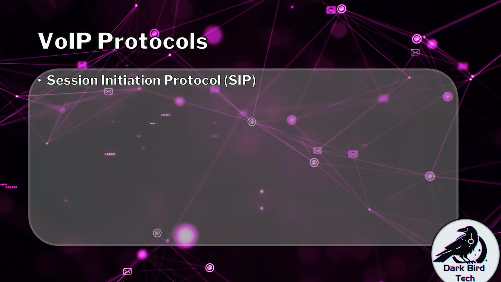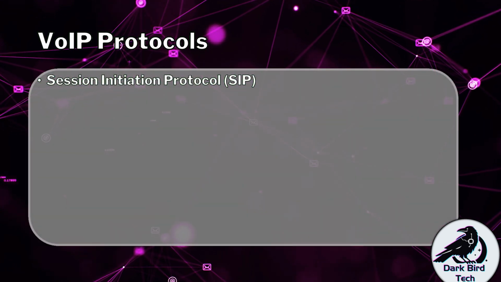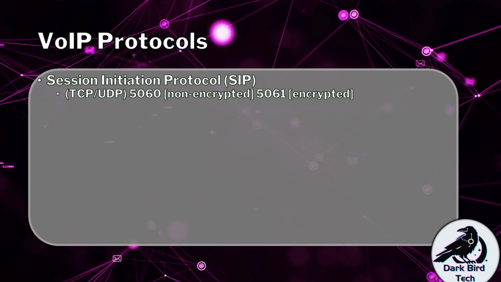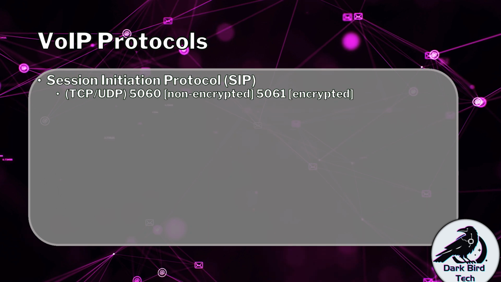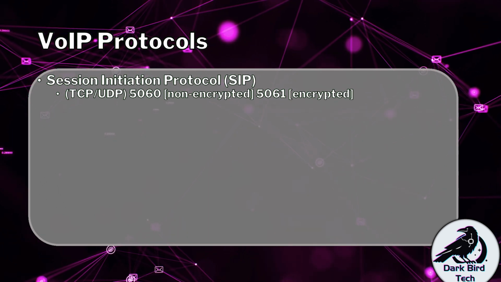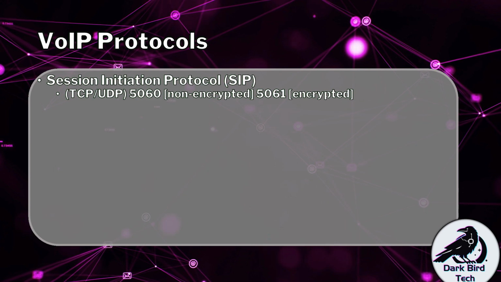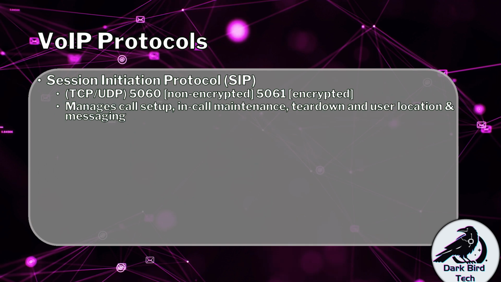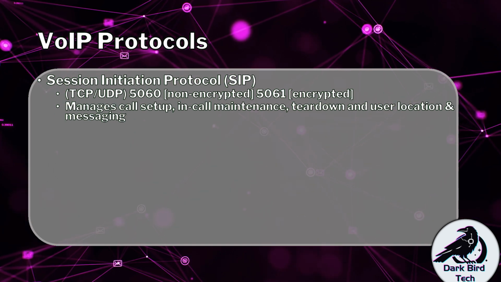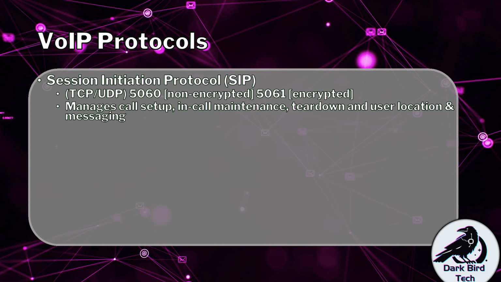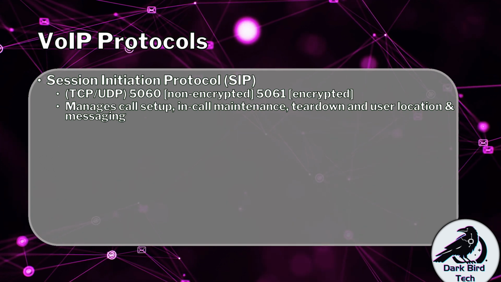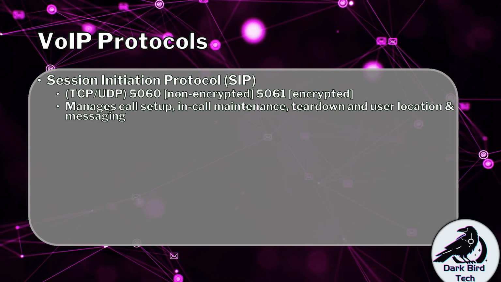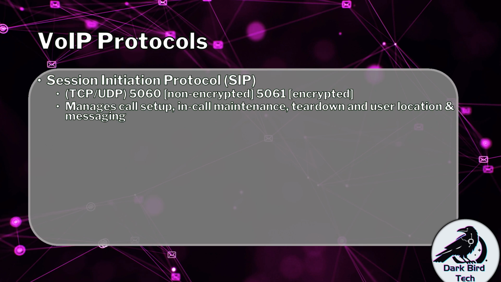So the first one that I want you to know about is the Session Initiation Protocol, or SIP, which runs through TCP or UDP port depending on setup, 5060 for non-encrypted communications. And if you are going to have encrypted VoIP conversations and calls, it'll run through port 5061 for encrypted communications. And what it does is it manages the call setup, in-call maintenance, and the teardown of that phone call, as well as tracking where is that user in the network, so it makes sure that the right phone rings, and any messaging that needs to be handled, such as caller ID and stuff like that.